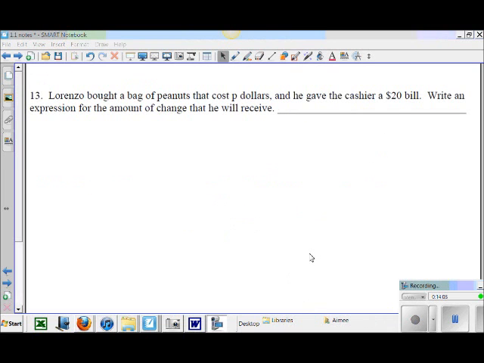The last example we're going to do incorporates a few more words in a situation, which I know you have at least one like this on your assignment. We have Lorenzo bought a bag of peanuts that cost P dollars, and he gave the cashier a $20 bill. We need to write an expression for the amount of change that he will receive. Well, in this case, Lorenzo hands the cashier a $20 bill. We don't know in this case how much the peanuts cost, so we just said the cost was P. And if the cashier is going to make change, the cashier is going to take $20 minus the cost of the peanuts. And that will be Lorenzo's change.